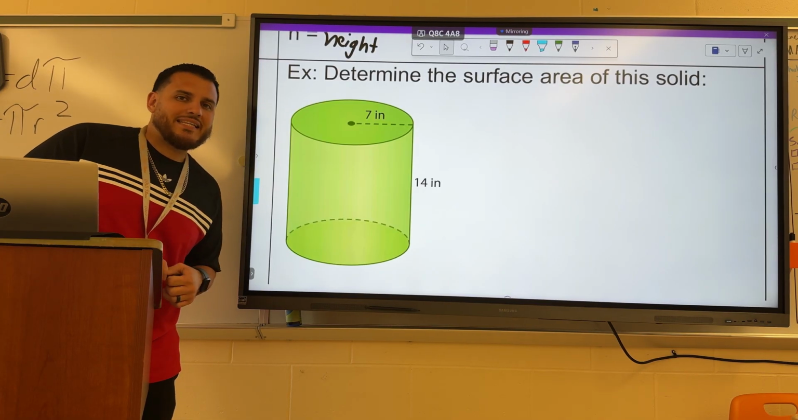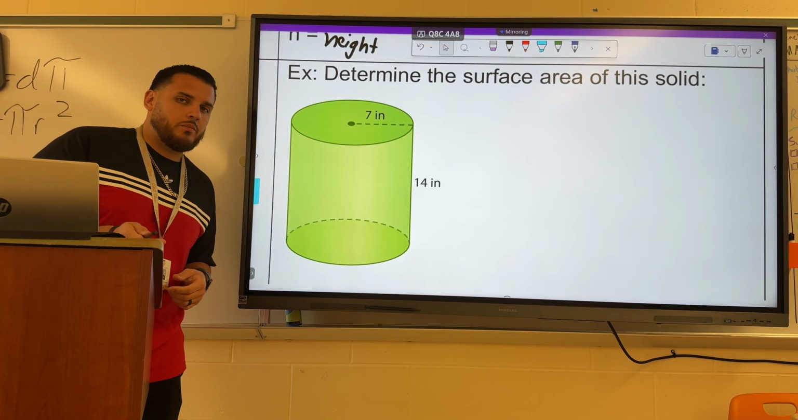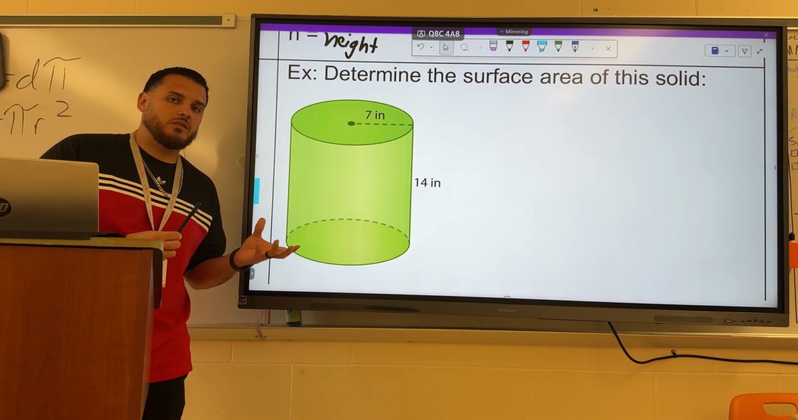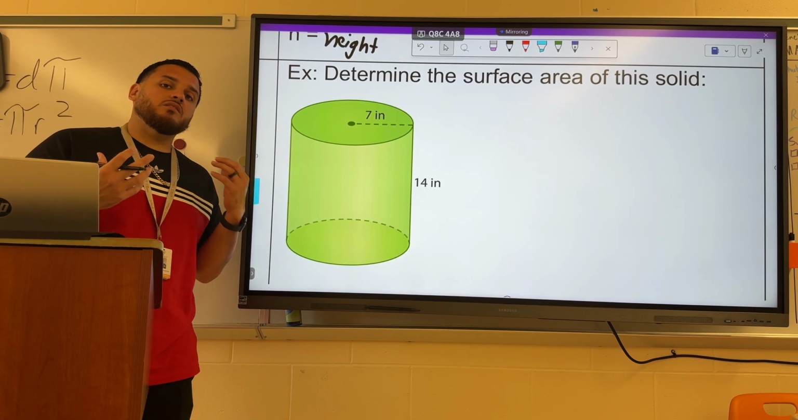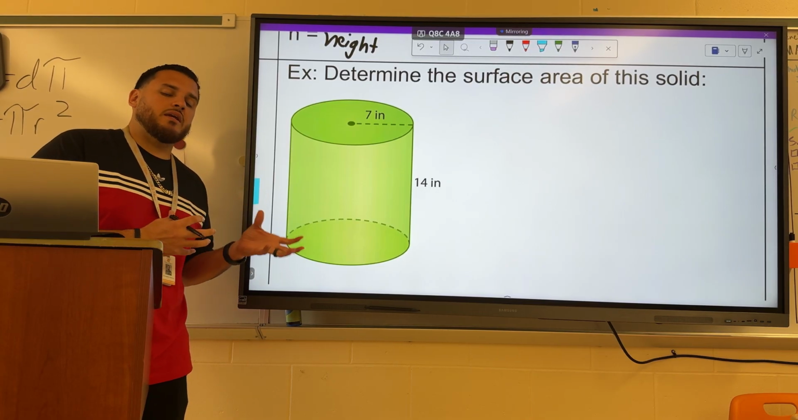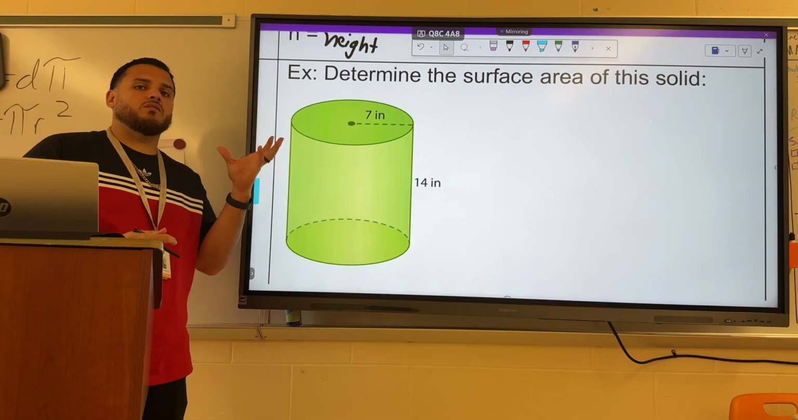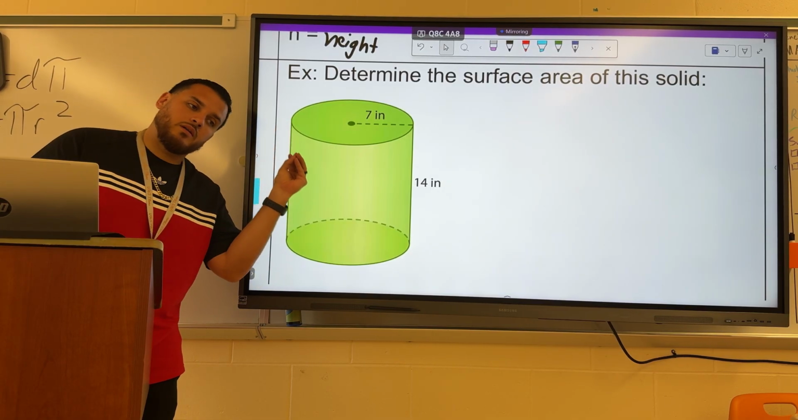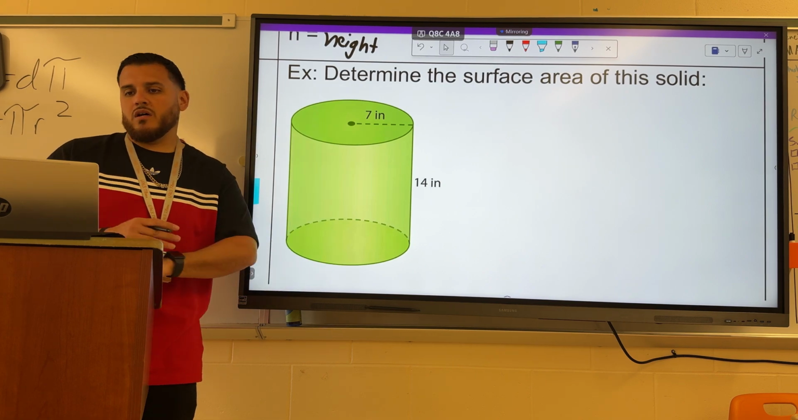Let's see how this applies to cylinders. Now you need to remember that the surface area formula that we've learned here applies to both prisms and cylinders, because these are essentially the same shape. The only thing that's different is that the bases of cylinders are always circles. Okay, so prisms and cylinders are the same, but bases are circles on cylinders.